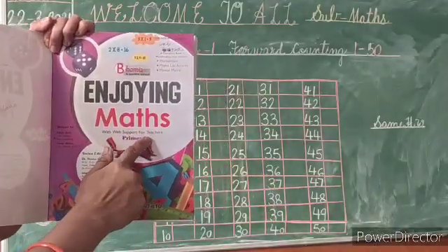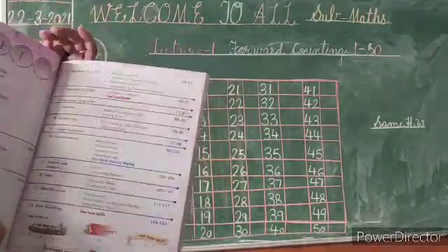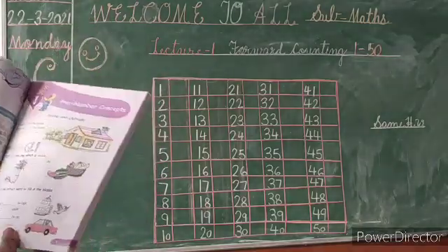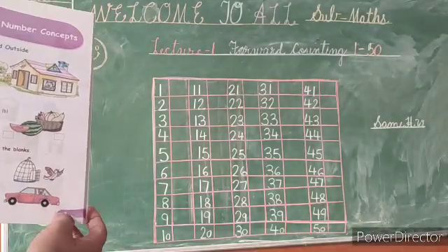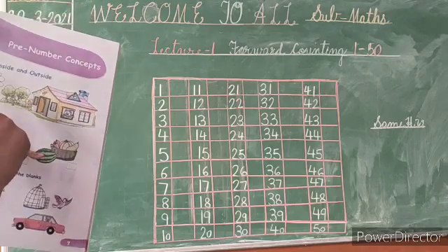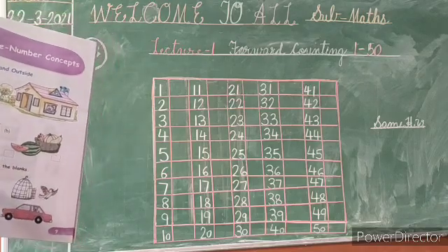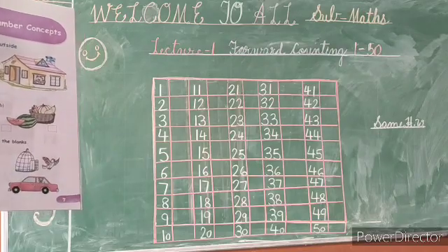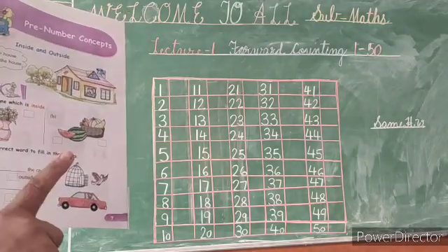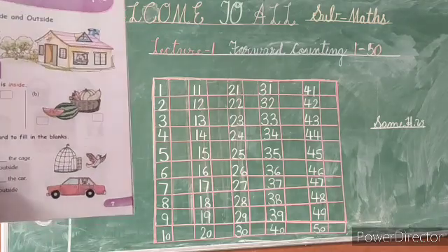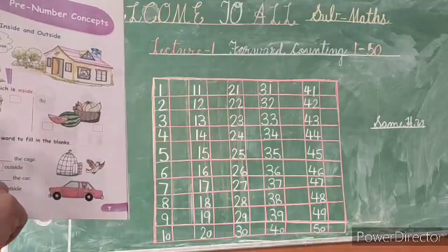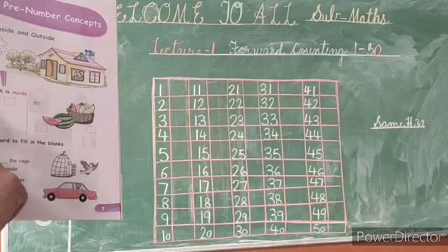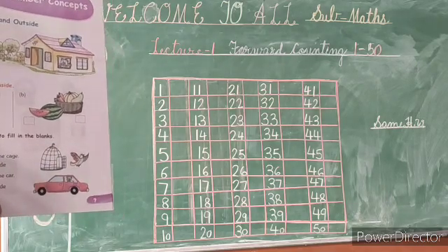Enjoying maths. Understood all of you? And here, page number 7, pre-number concept, inside and outside. Tick the one which is inside. Inside means under, outside means bahar. First example is A. One flower is outside and some flowers are inside the pot.